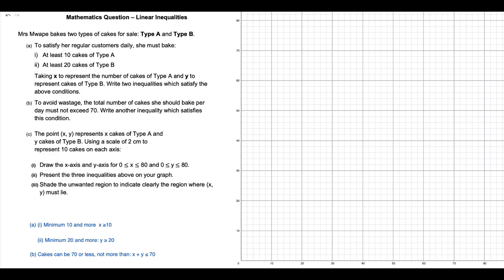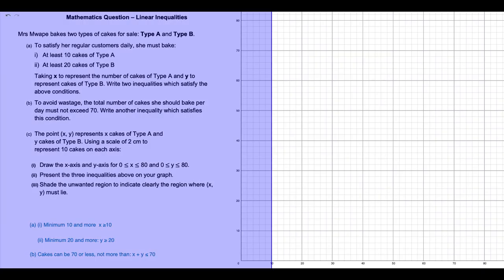Let's start with X greater than or equal to 10. So we shade the unwanted part as part 3 suggests. So this is the part that will be unwanted. Since we say X greater than or equal to 10, the values that are less than 10, we don't want them, so we'll shade them. Let's go to the other one.